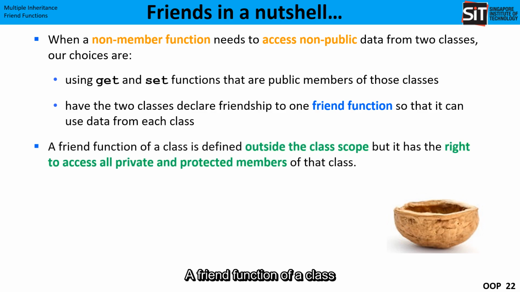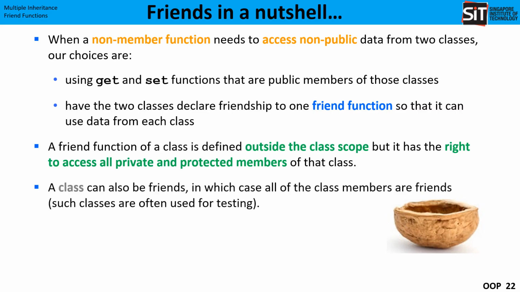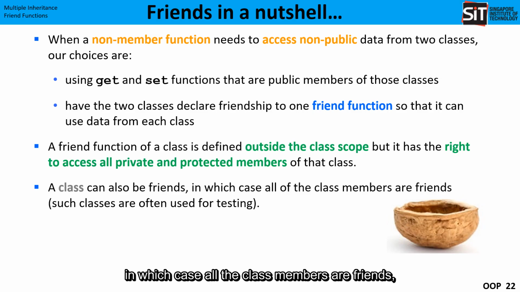A friend function of a class is defined outside the class scope, but it has the right to access all the private and protected members of that class. Classes can also be friends, in which case all the class members are friends. Such classes are often used for testing.